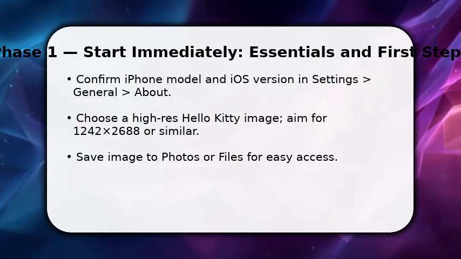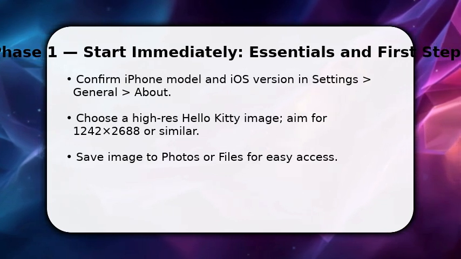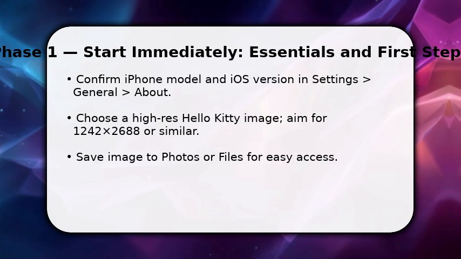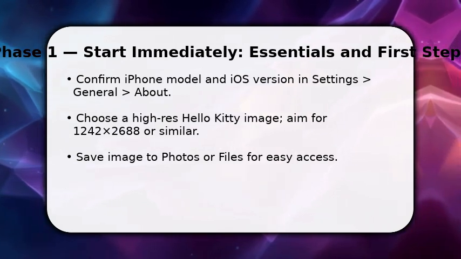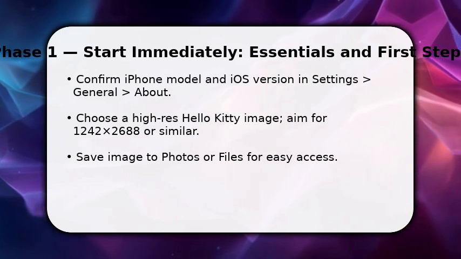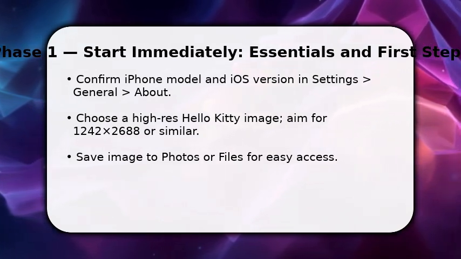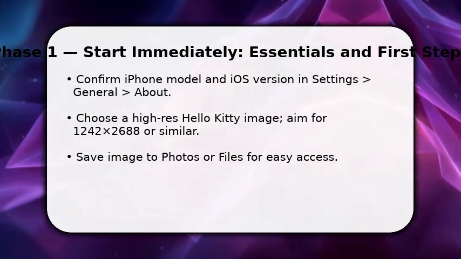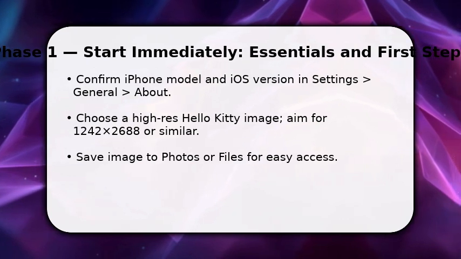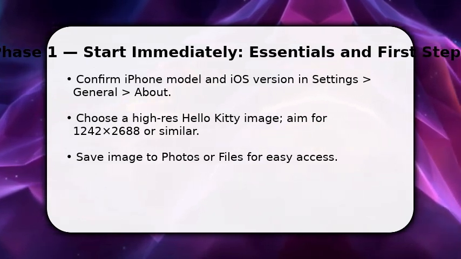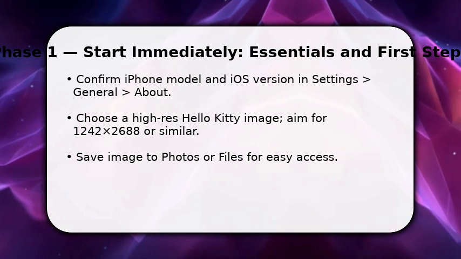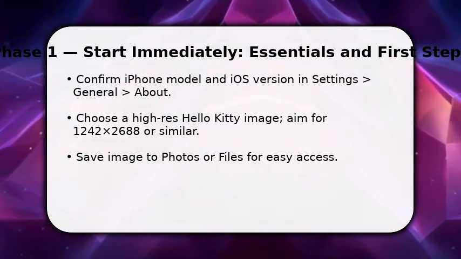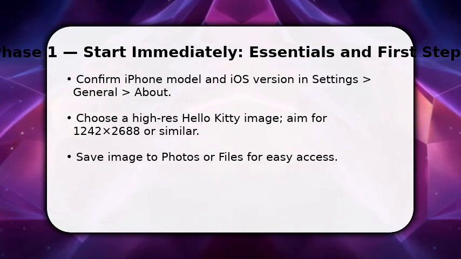You start by confirming your iPhone model and iOS version so you know screen size and compatibility. Next, locate a high-resolution Hello Kitty image. You want crisp edges and proper aspect ratio. Once done, save that image to Photos or Files so it's instantly available. Make sure to name or organize it in albums if you plan multiple designs. This preparation prevents blurry crops later and speeds the process, so you're ready to set the wallpaper without interruptions.